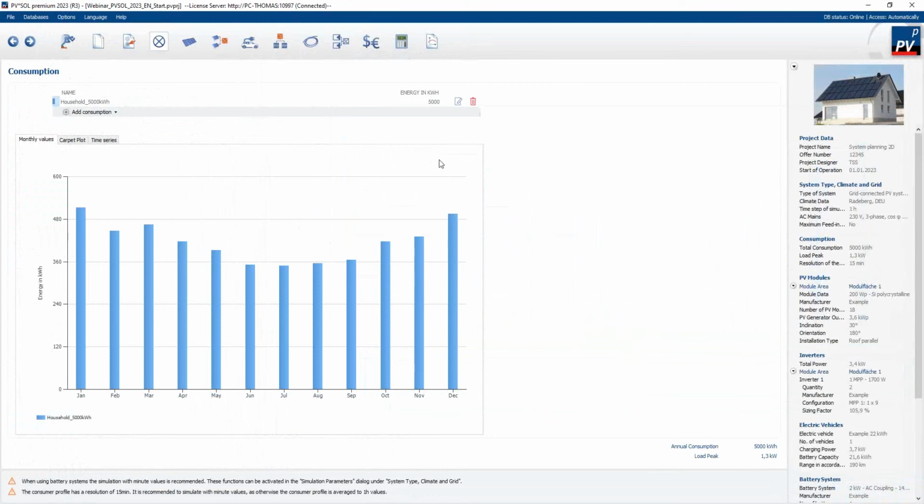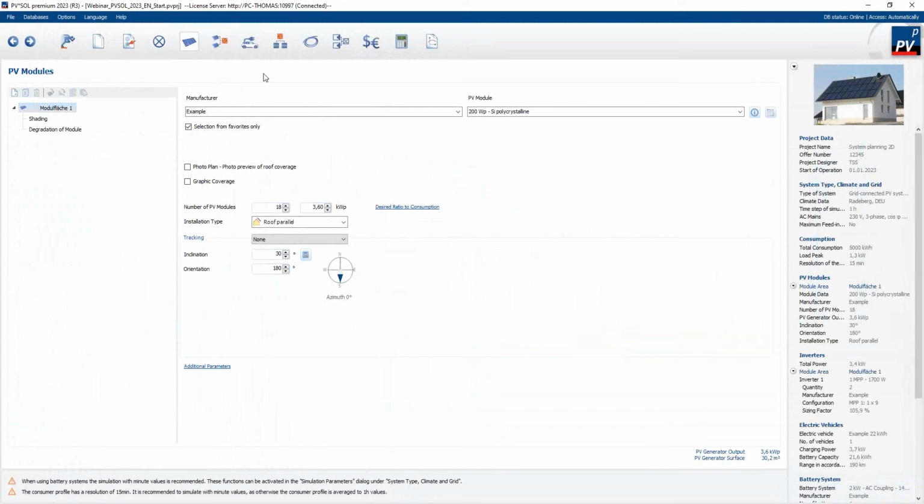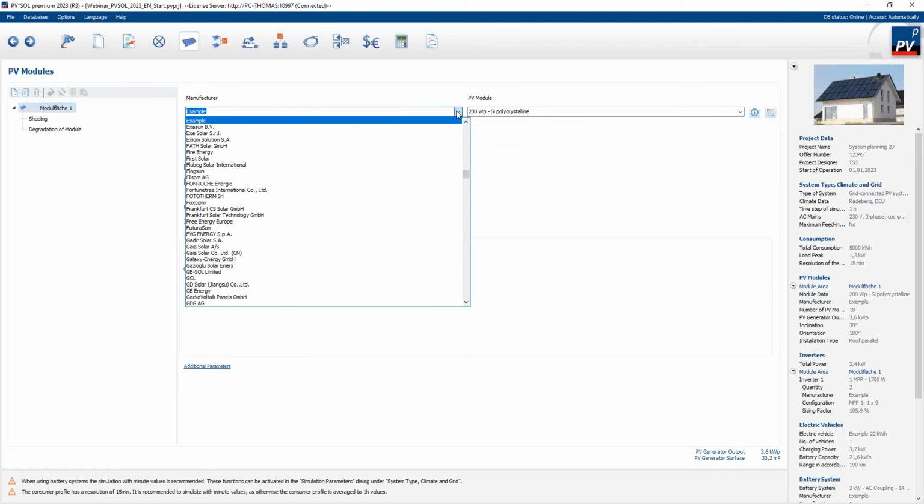I think we have defined our consumption, and now we come to the PV module window, and here we have to define the number of modules or find out how many modules we can use on our roof. Now what we have to do first is select our module, and as you can see, again two drop-down menus, one for the manufacturer and one for the module type. And now it's selected only from favorites. This means that the drop-down of the manufacturers is limited to the dummy module as well as our favorite. And if you uncheck select only from favorites, then you will have access to all manufacturers and all module types.